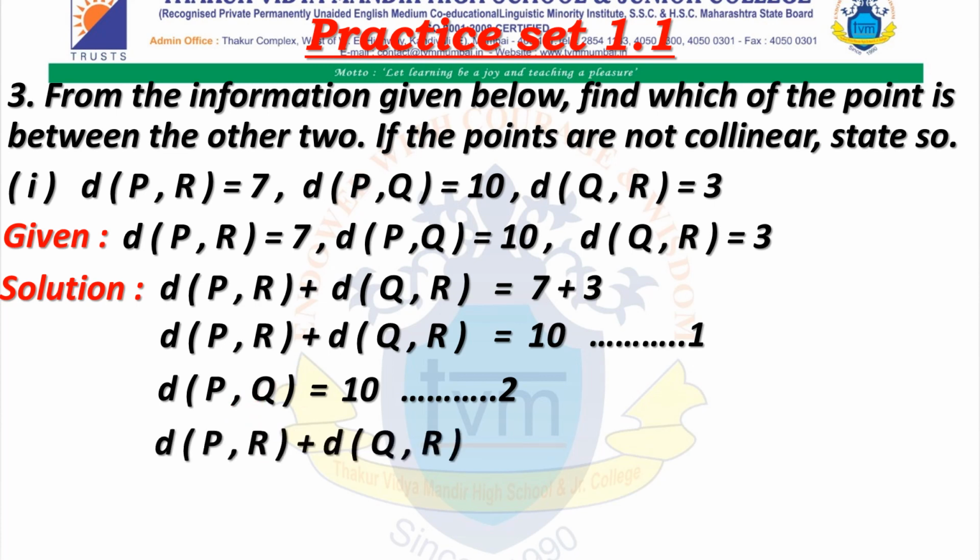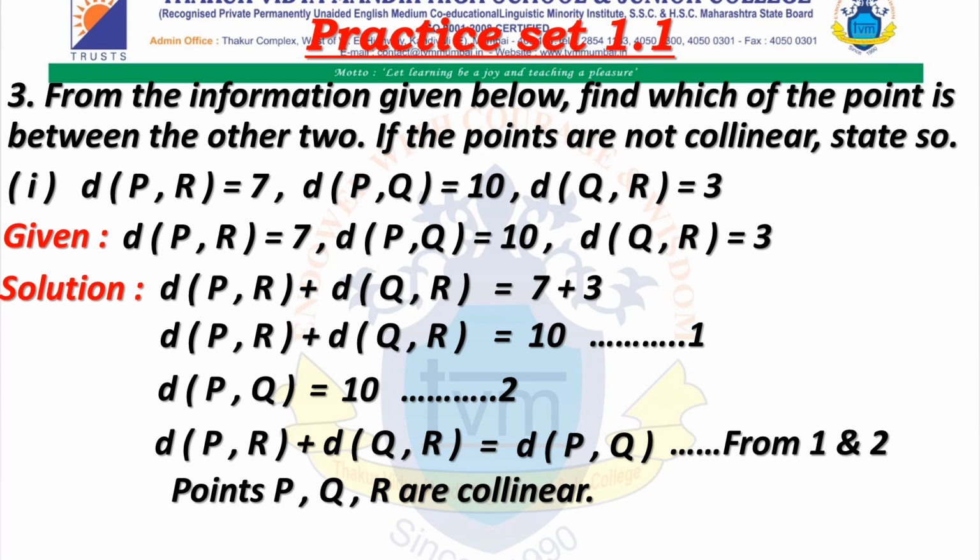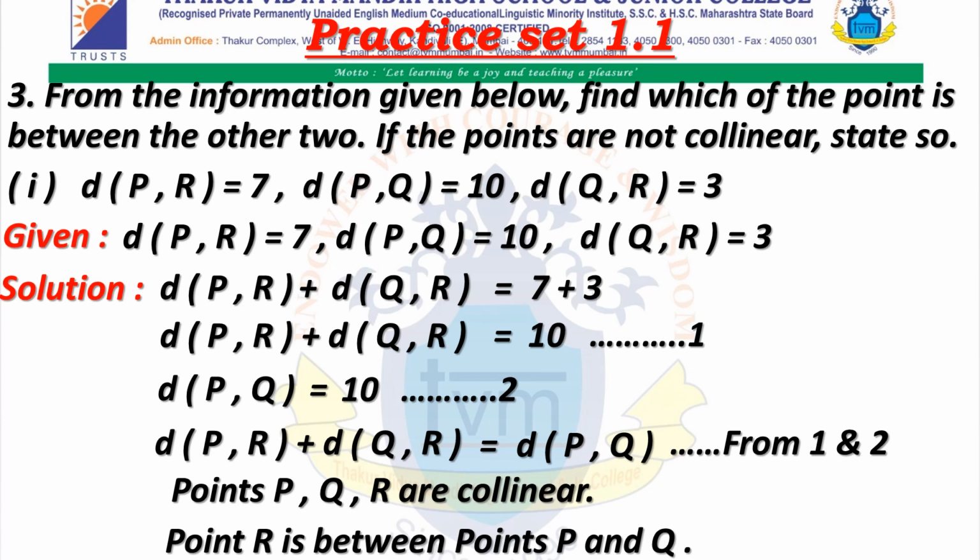It means distance PR plus distance QR is equal to distance PQ. This statement we got by comparing equation 1 and 2. And if the sum of two distances is equal to the greater one, then we can say that points are collinear. So here points P, Q and R are collinear, and here R is between points P and Q.